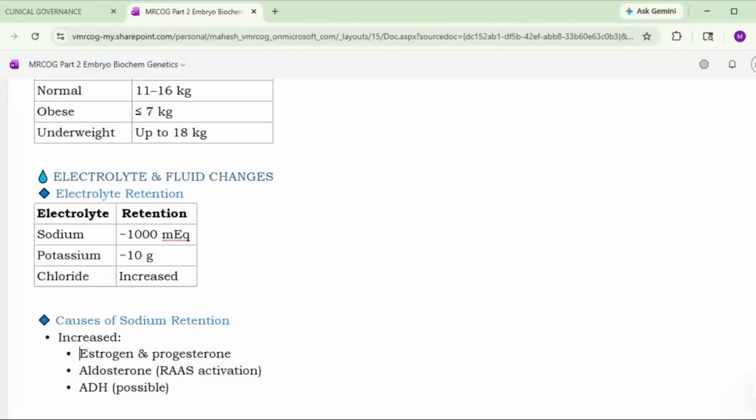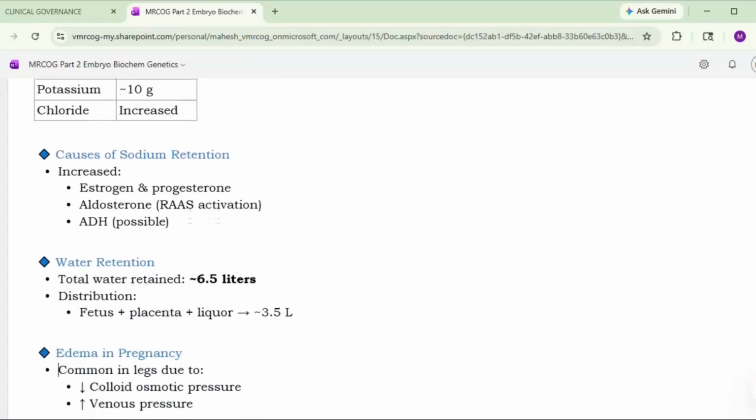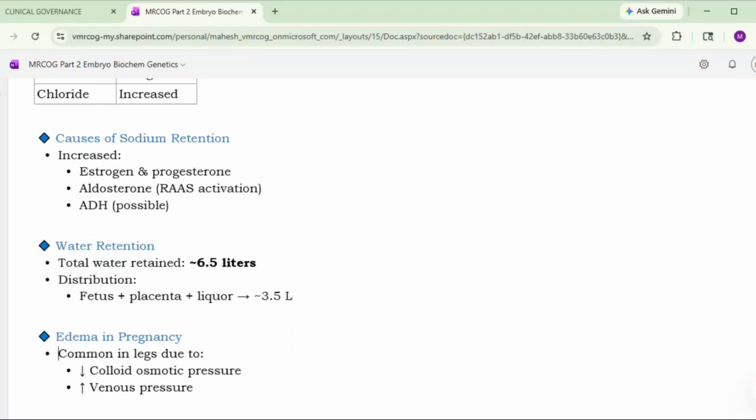Then coming to the changes in the electrolyte and fluid. There is an electrolyte retention. Sodium will be around 1000 milliequivalents, potassium around 10 gram, and chlorides are also increased. What is the cause of sodium retention? It is increased because of the estrogen and progesterone levels, also because of aldosterone, due to the activation of the renin, angiotensin, aldosterone system. Then because of the ADH also, to some extent.